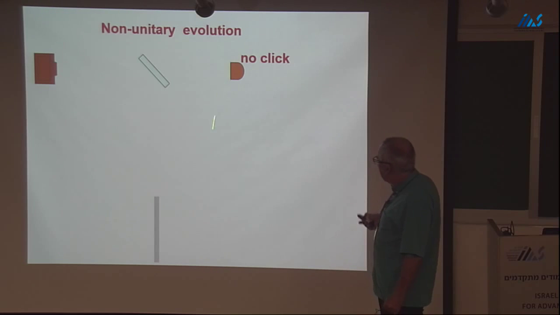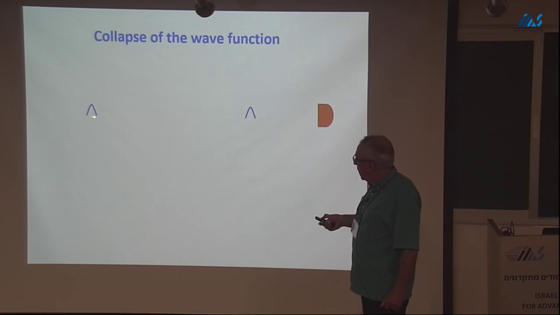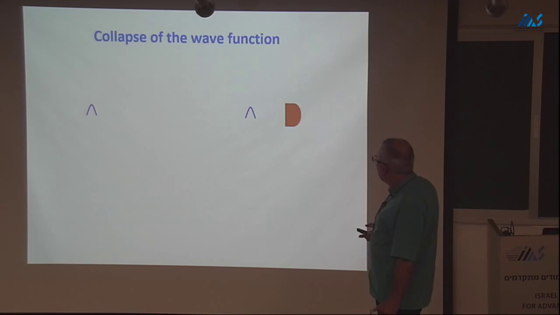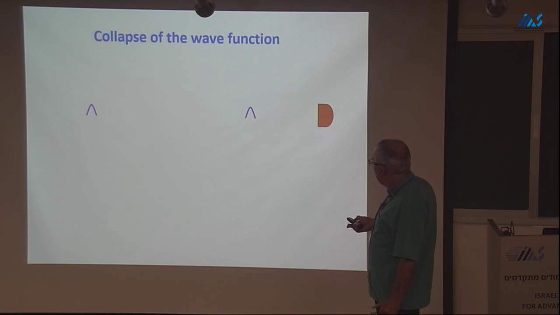And this is clearly a non-unitary effect which happened here. Maybe the basic one is the standard collapse. If we have our particle sitting here and here in a superposition, and we put a detector which does not click, it makes things non-unitary.